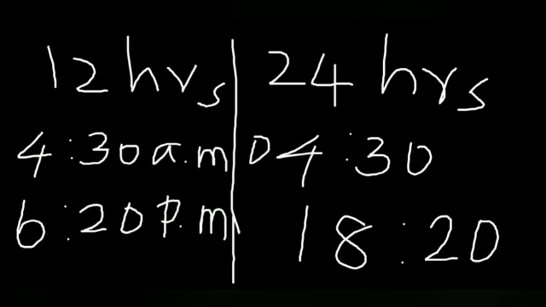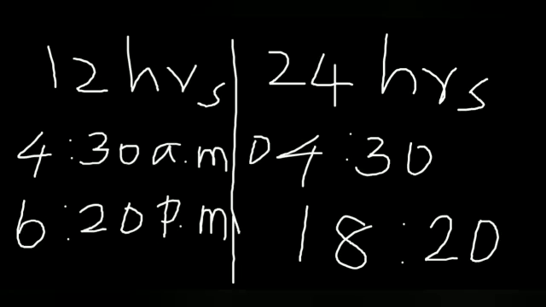For example, 12 hours to 24 hours. First one, 4:30 AM. Here it is AM, so we write the same 4:30 only. Next, 6:20 PM. Here we have to convert that into 24 hours. If it is PM, we have to add 12 to the hours. So 6:20, if you add 12 to 6, the answer is 18:20.